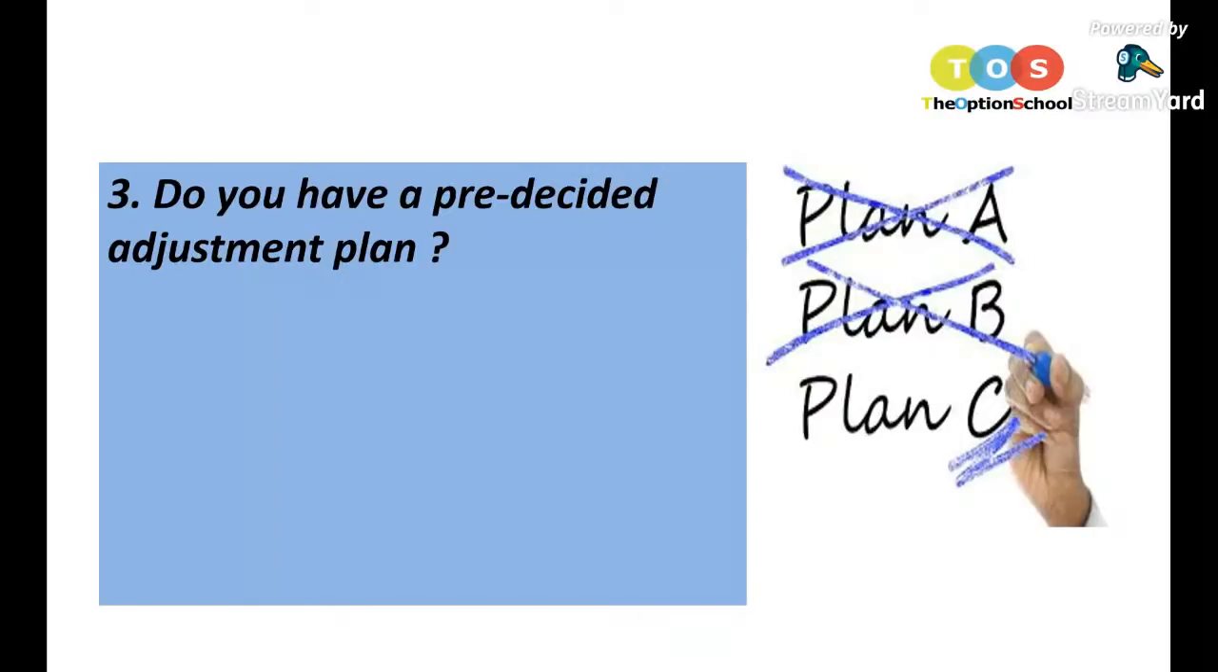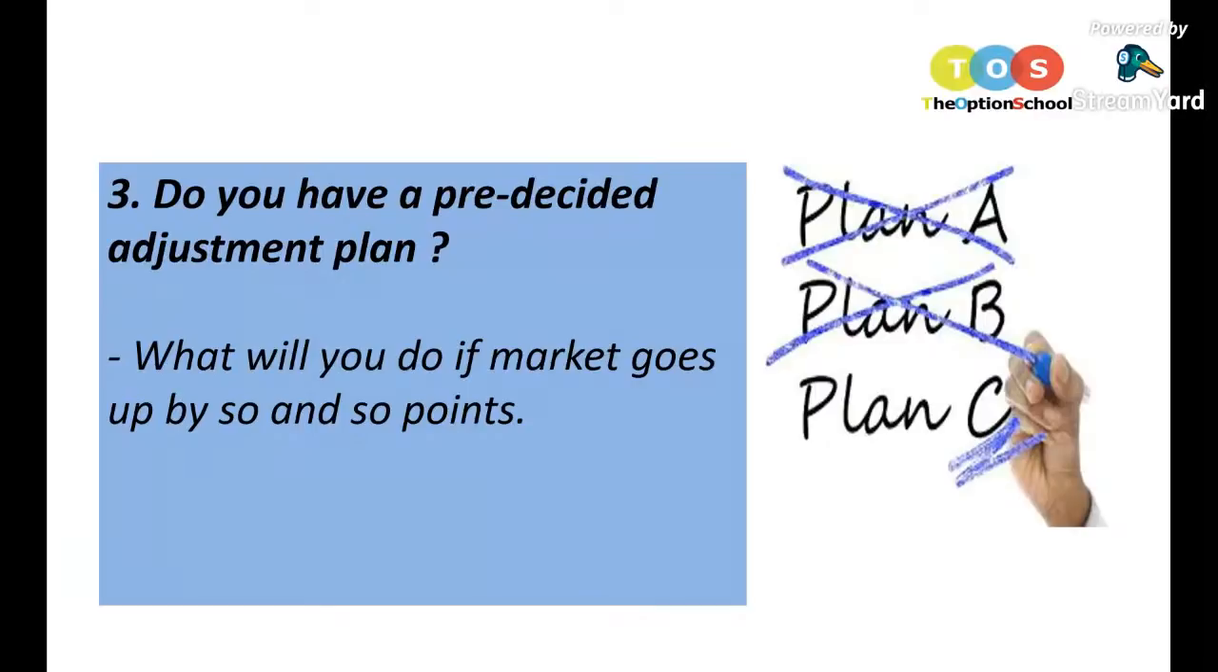So we must have a pre-decided adjustment plan that, okay, if this happens, I will do this. If this happens, I will do this. And if it doesn't happen, what will I do? Many of the trades, you must know whether it is going to give me profit when the market is going up, or whether it is going to give me profit when the market is not moving at all. These things a trader should be 100% clear about before he takes the trade.